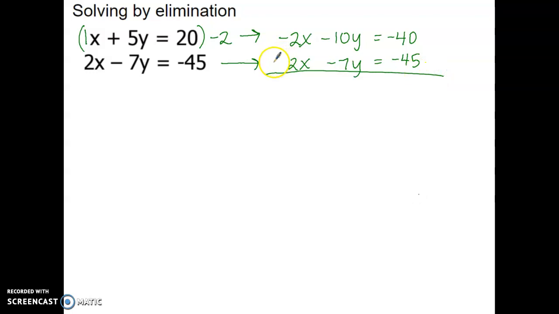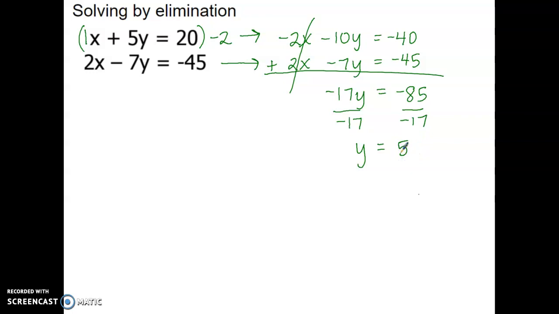Now notice what happens if I add these two together. Negative 2x and positive 2x are gone. That's what I wanted to happen. Negative 10y and negative 7y, that's negative 17y, equals negative 40 and negative 45, that's going to be negative 85. Now, to get y by itself, I'm going to divide both sides by negative 17. Negative 17 divided by 17 just leaves us with y, which is what we wanted. Negative 85 divided by negative 17 is 5.